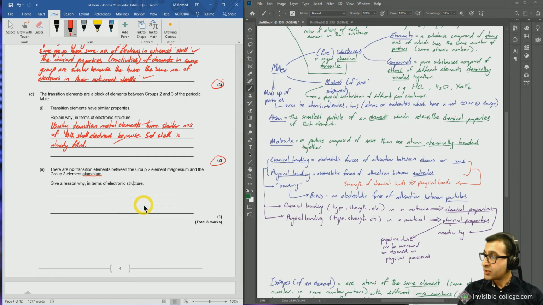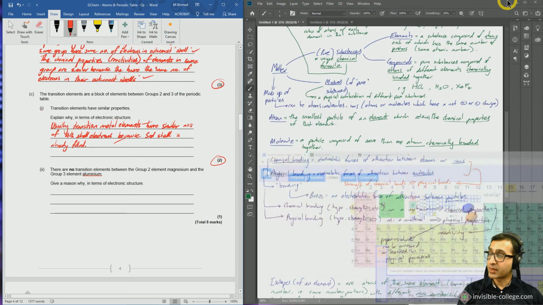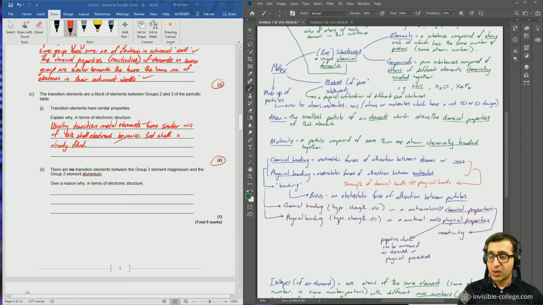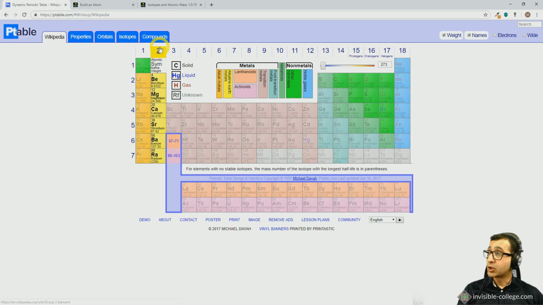So no transition elements between group 2 element magnesium and the group 3 element aluminium. Give your answer in terms of electronic structure. Well, let's have a look at the electronic structures of these 2 elements. Magnesium is atomic number 12, aluminium is atomic number 13. Now, if you want to formulate the electronic structures of elements like these, a very simple way of doing it is again, look at the group number, look at the period number. Group number tells you the number of electrons in the outermost shell. Period number tells you the number of shells.